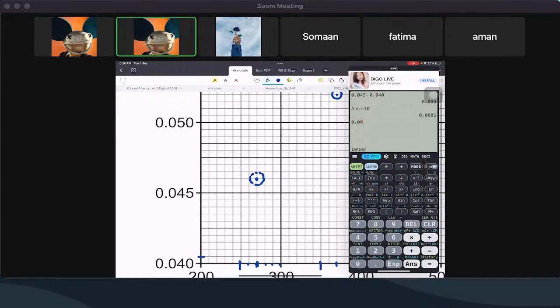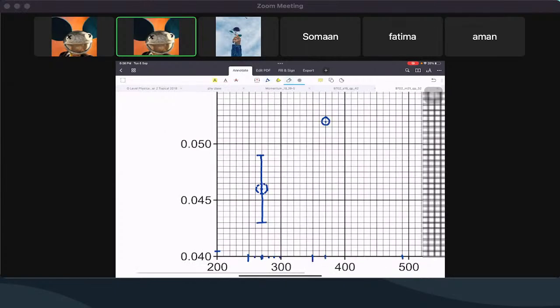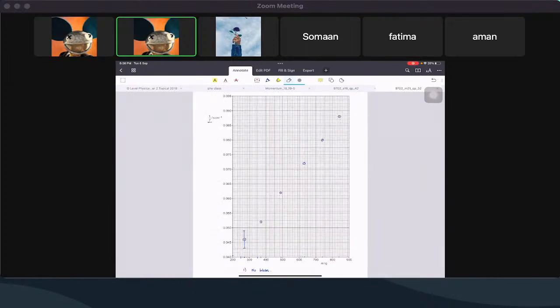Okay, so how many boxes would be required for 0.003? So 0.003 divided by 0.0005, it means 6 boxes above and below. So what I'm going to do is I'm going to make 1, 2, 3, 4, 5 and 6, put a dash here, and 1, 2, 3, 4, 5 and 6, put a dash here. Do you guys understand this? So this particular bar says that 1 over v has an uncertainty of 0.003 above and below. Do you guys understand what I've done? Please let me know if you don't.